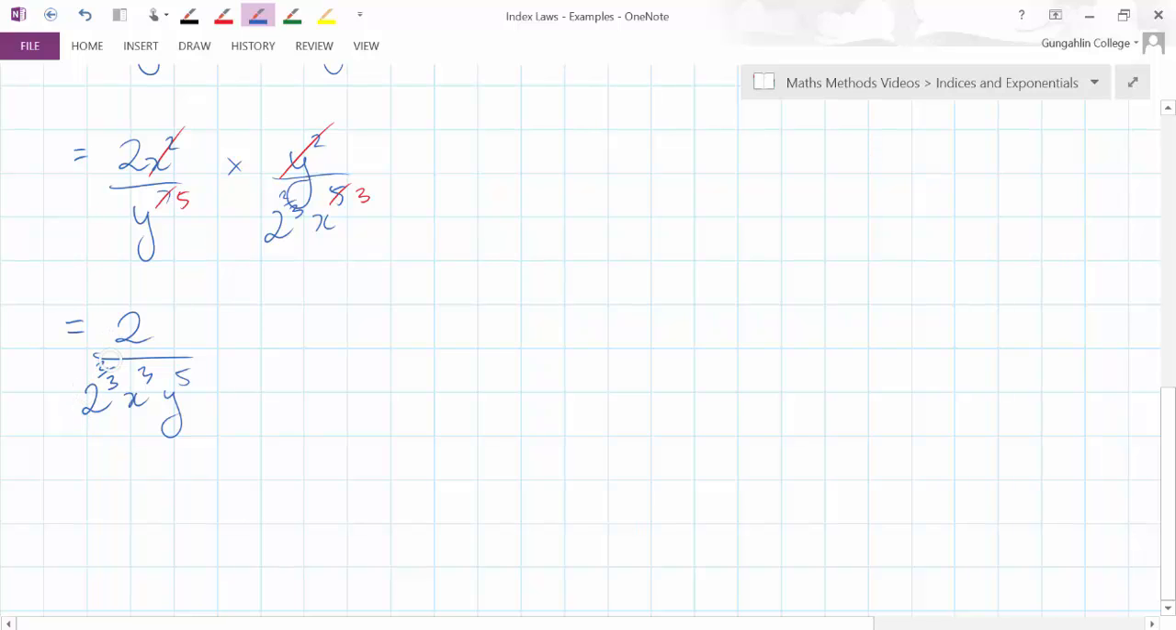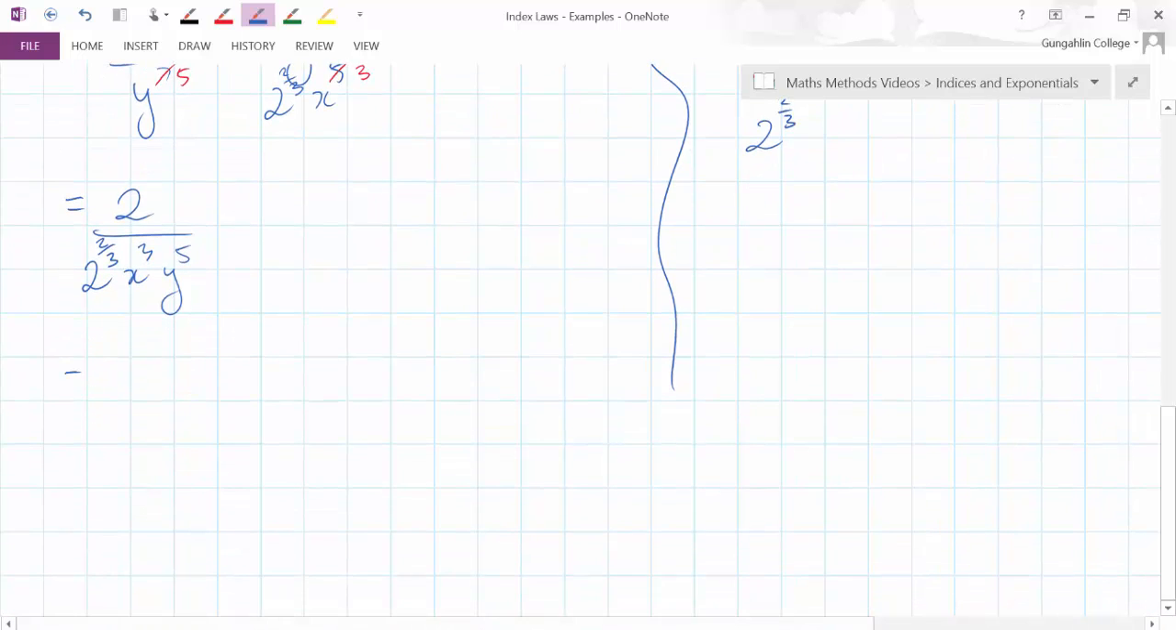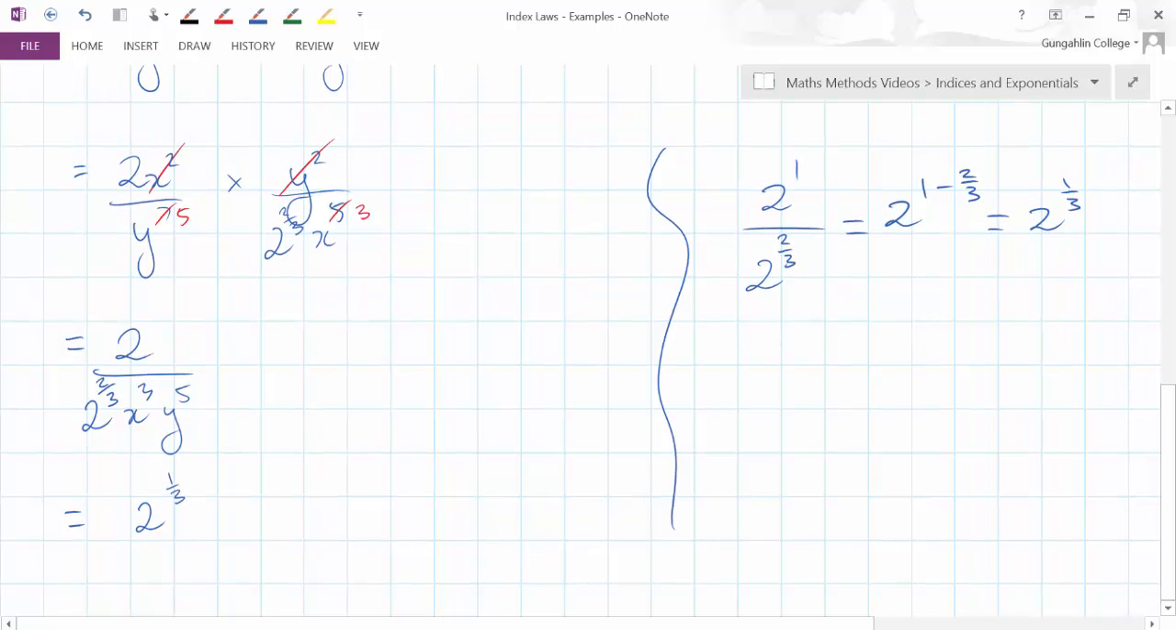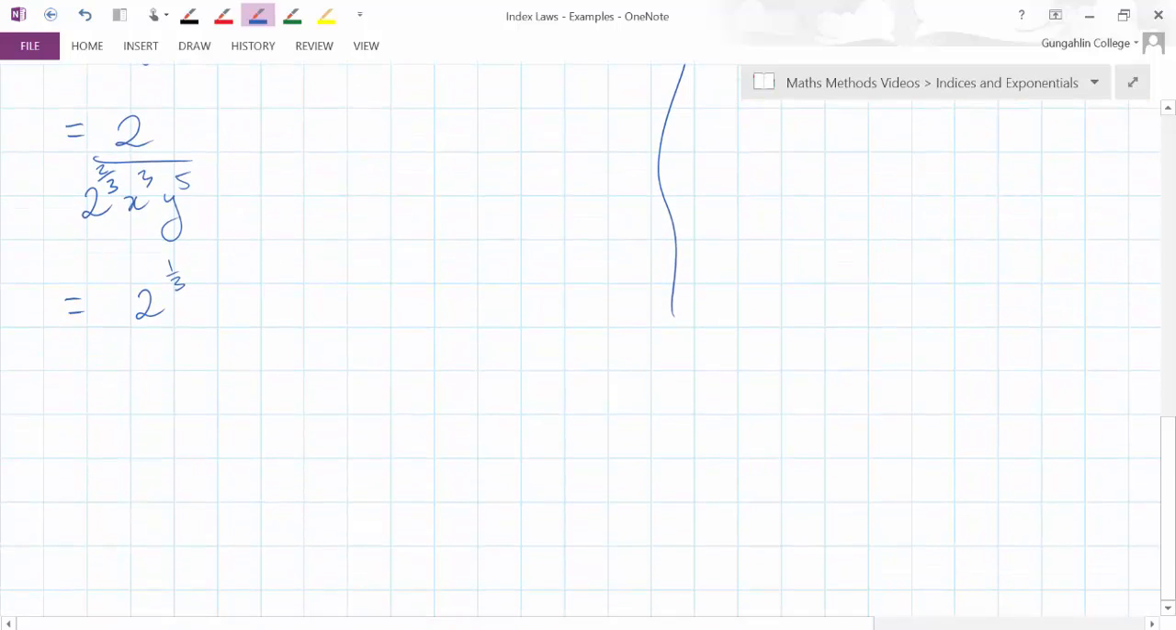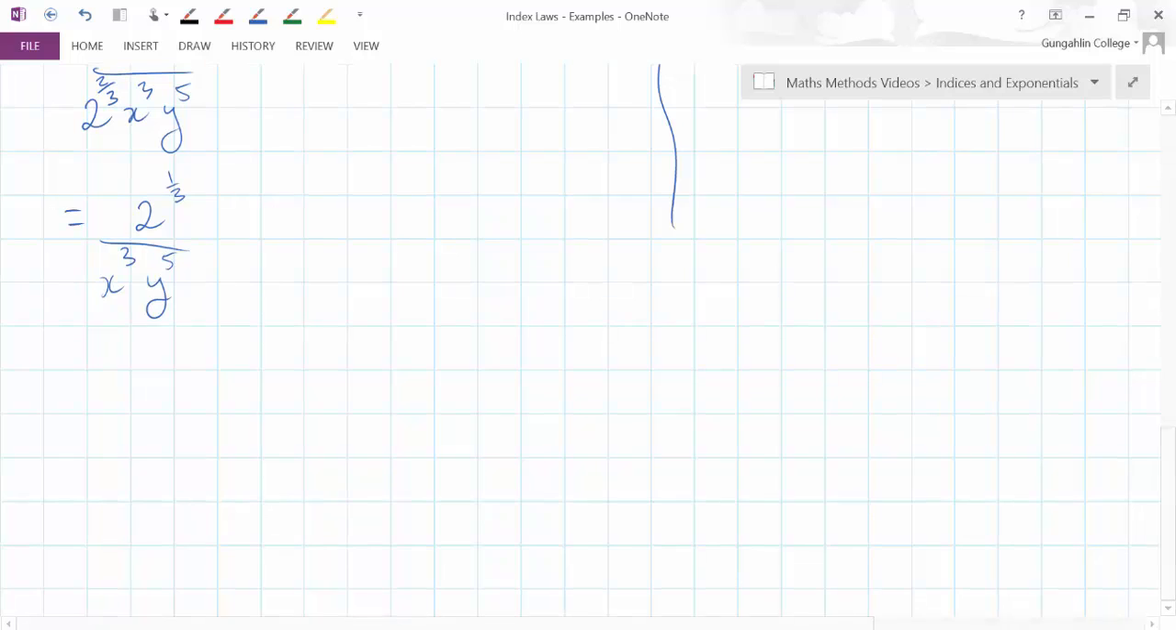Now I can still tidy up this here. And so let's just do it off to the side. I've got a 2 to the 1 divided by 2 to the 2/3. That's the same as 2 to the 1 minus 2/3, or 2 to the power of 1/3. So on the top of this fraction I actually have 2 to the power of 1/3, divided by x cubed y to the 5. And this is my simplified form of this expression.